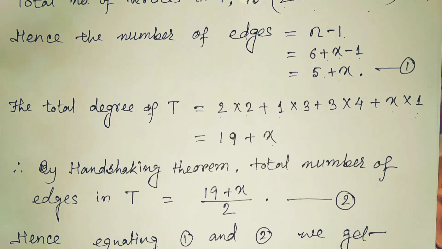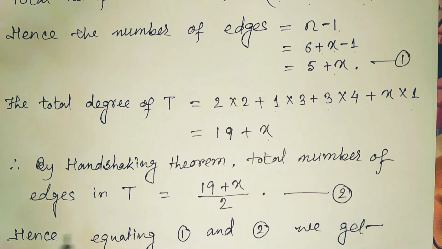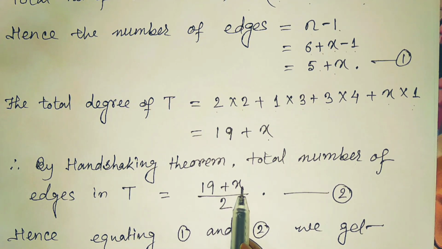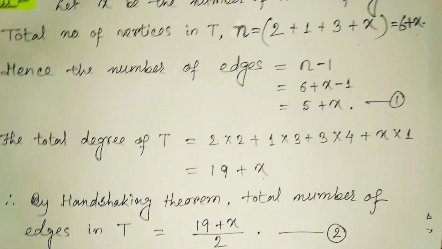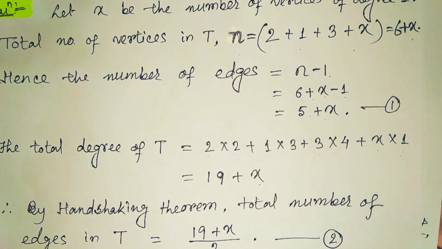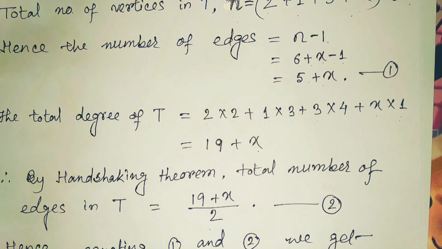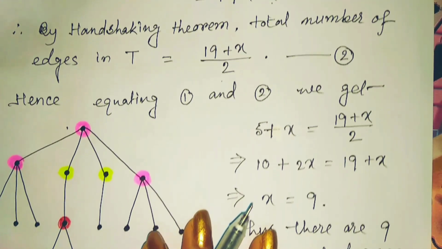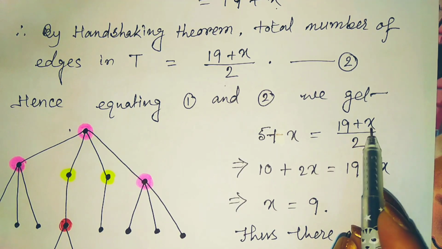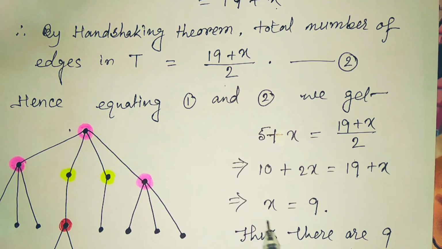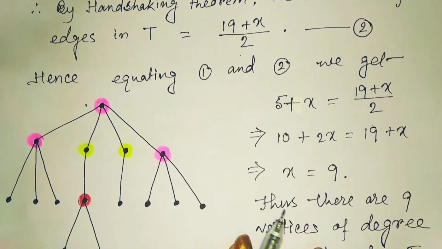Now by the handshaking theorem, we know the total number of edges in a graph is the total degree divided by 2. So if we equate these two equations, equation number 1 and equation number 2, both being the same, we find 5 plus x is equal to 19 plus x by 2. If we simplify, then we find x is equal to 9.